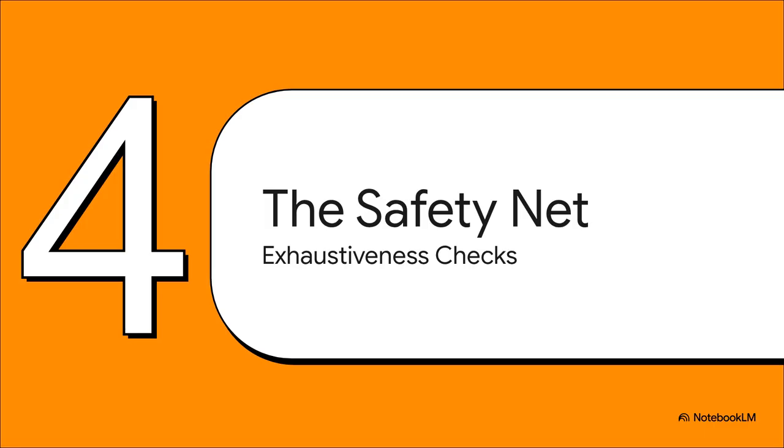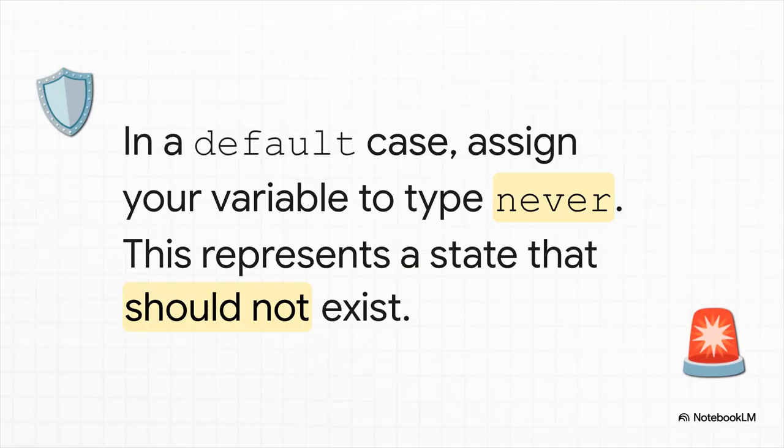We have one final, master-level technique to add to our toolkit. Think of this as a safety net for your code, ensuring you never miss a clue, even as your app grows and changes over time. And we're going to build this safety net using TypeScript's special never type. This is called exhaustiveness checking.